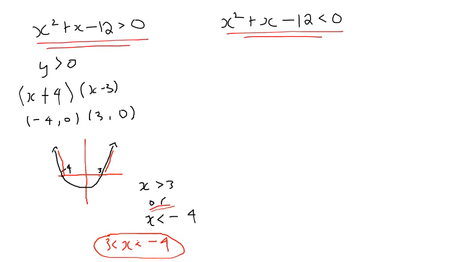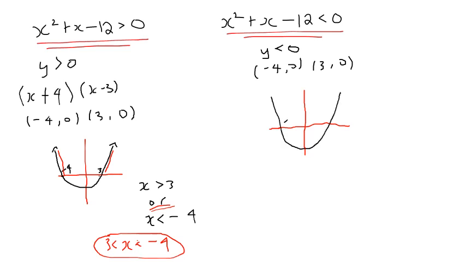And so now we'll solve the equation on the right. We know we're looking for when y is less than 0, and we get the same x-intercepts as last time, (negative 4, 0) and (3, 0), and we'll get the same graph, but we'll draw it again. There is a key difference between these two, and that difference is the value of y that we're looking for. So we've got our negative 4 here and our 3 here.